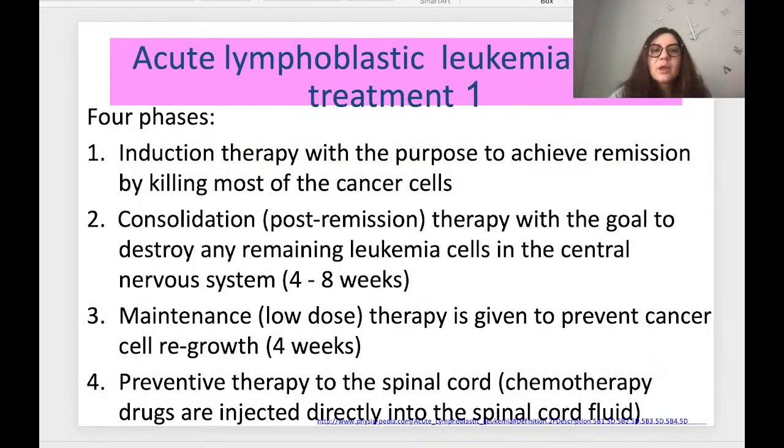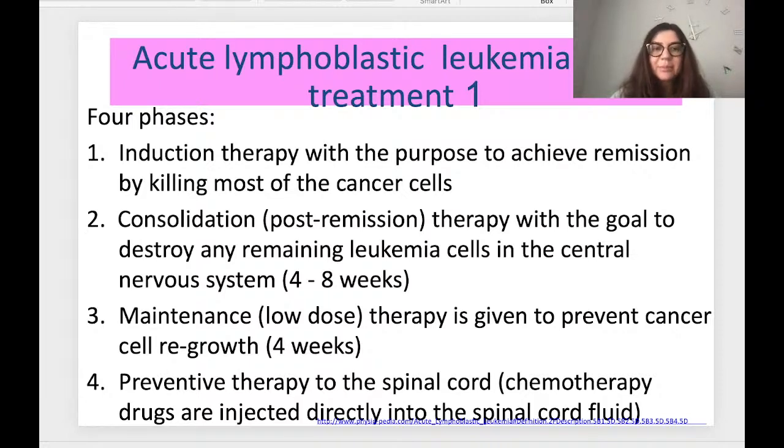Treatment of acute lymphoblastic leukemia: if there were 3 phases before, here there are 4 phases. The first phase is induction too. Induction therapy here has the purpose to achieve remission by killing most of the cancer cells. The second phase is consolidation, the same as in the previous scheme, or post-remission therapy, with the goal to destroy any remaining leukemia cells in the central nervous system. It usually lasts for 4 to 8 weeks.